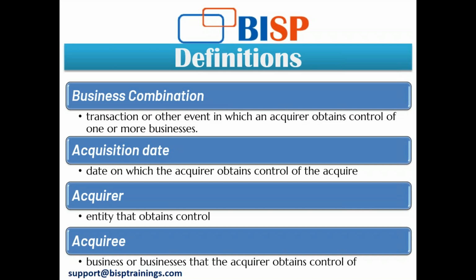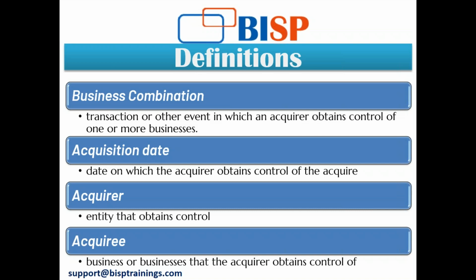Business combination, as defined under IFRS 3, is a transaction or other event in which an acquirer obtains control of one or more businesses. So in simple words, a business combination occurs when any entity purchases equity interests in some other entity, or even purchases net assets of some other entity.